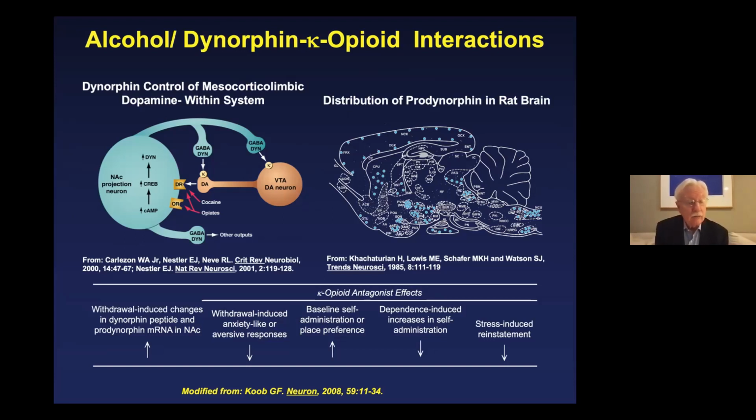but we know now, and we've known for some time, that withdrawal-induced increases in dynorphin occur similar to that of CRF, and we know that kappa antagonists can block withdrawal-induced anxiety-like responses, and we know that kappa antagonists can block dependence-induced increases in alcohol self-administration, and we know that kappa antagonists can block stress-induced reinstatement. Parallel effects to what we see with blockade of CRF. And now there's a great deal of interest in the field in the potential for kappa antagonists or kappa partial agonists in the treatment of not only alcohol use disorder, but opioid use disorder as well.